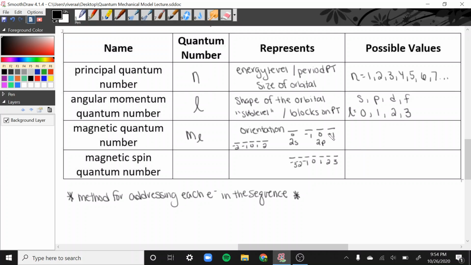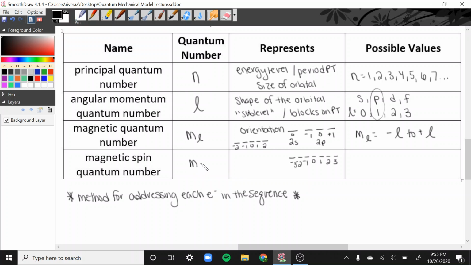So these possible values for M sub L can actually go from negative L to positive L. I know that sounds weird, but think about it. If you're in a P sublevel, the L for a P sublevel is 1. So notice our possible values for M sub L go from negative 1 to positive 1. And if you have a D, you have an L of 2, so the D's can go from negative 2 to positive 2. So you just make a number line.